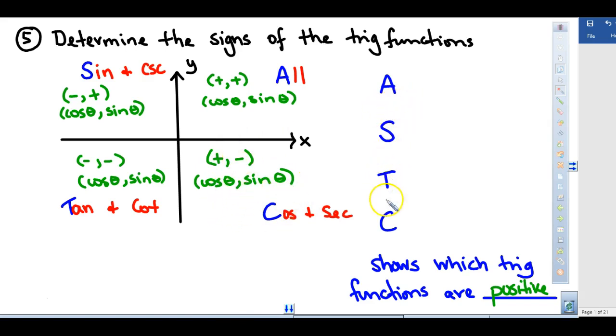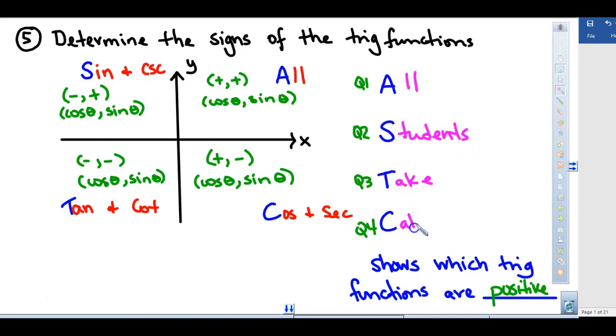So again, ASTC tells you which trig functions are positive. All of them are positive in the first quadrant. In the second quadrant, only sine and cosecant. The other 4 are negative. In the third quadrant, just tangent and cotangent, and in the fourth quadrant, just cosine and secant. Now, the way that we remember ASTC is by quadrants. A is quadrant 1, S is quadrant 2, T is quadrant 3, C is quadrant 4. And we use the little acronym there, and we just simply say that all students take calculus.